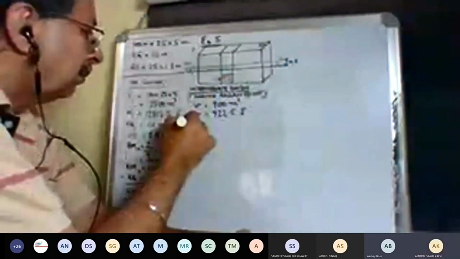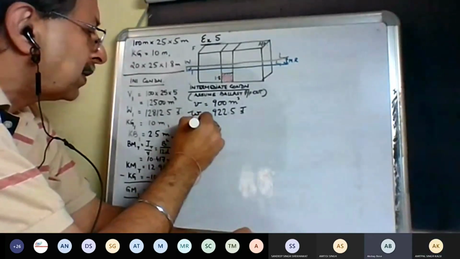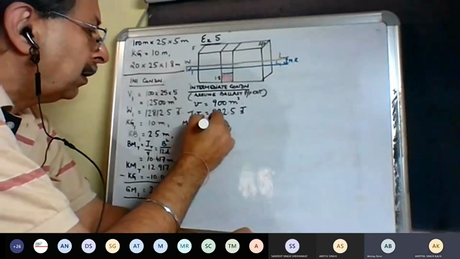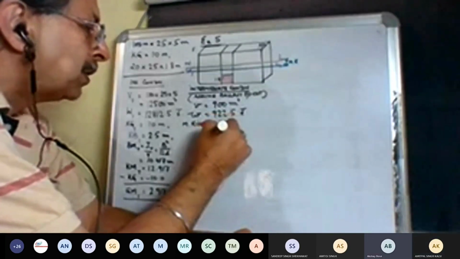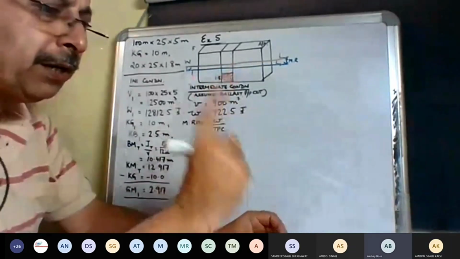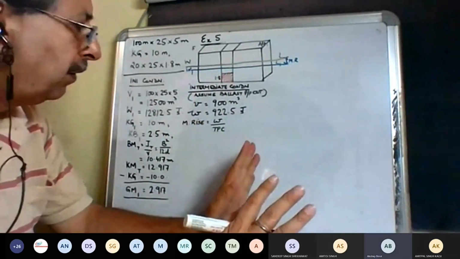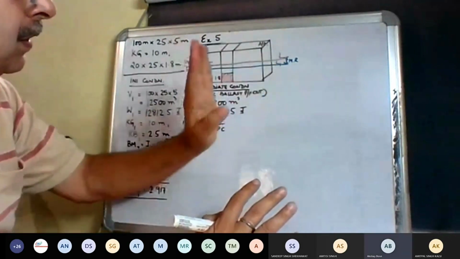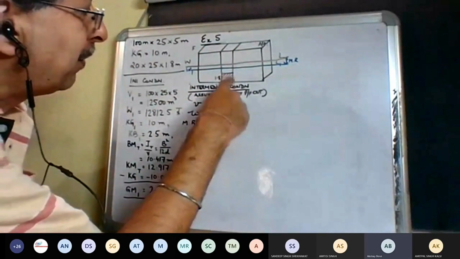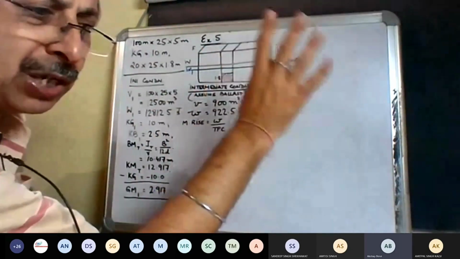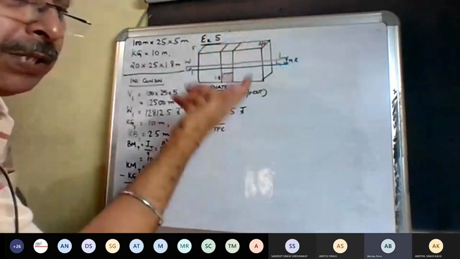Sir, we have to calculate TPC. Yes, absolutely right. Mean rise is W upon TPC. Not W upon 40 TPC, but small w upon TPC. We are not calculating fresh water allowance. We are calculating how much is the mean rise because of this 900 cubic meters or 922.5 tons of water. If I am discharging, then how much will my vessel bodily rise? W upon TPC.